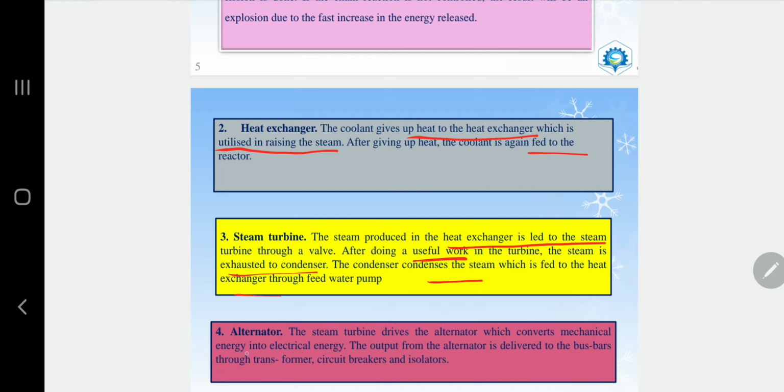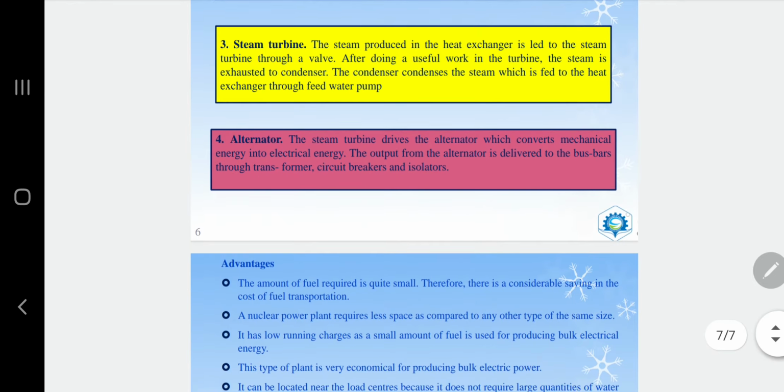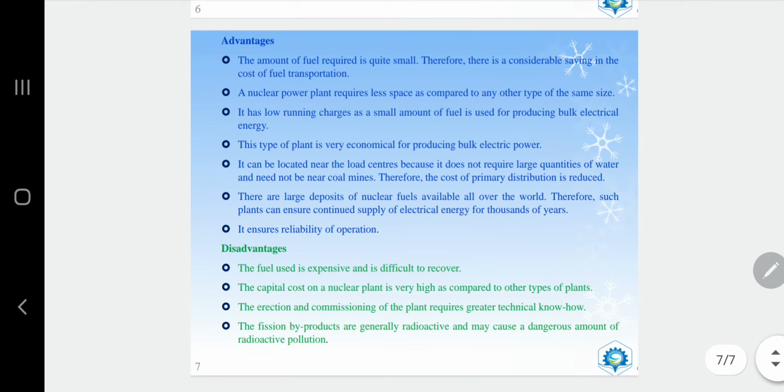Now the last one, that is the alternator. It converts the mechanical energy into electrical energy. The output from the alternator is delivered to the bus bar through the transformer, circuit breakers and different isolators. So now we are moving into the advantages and disadvantages of this plant.